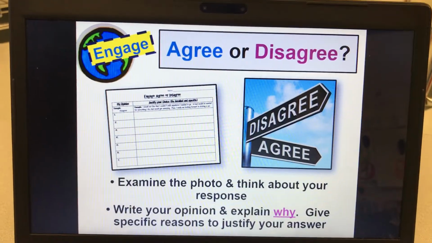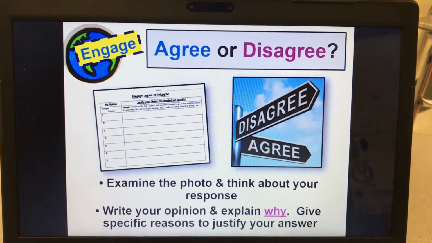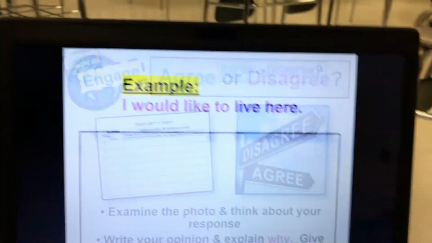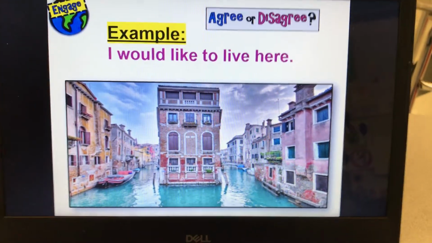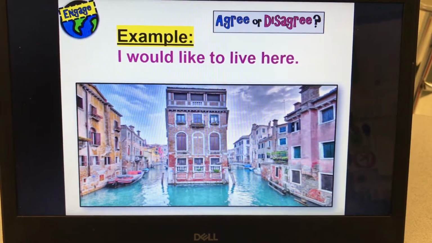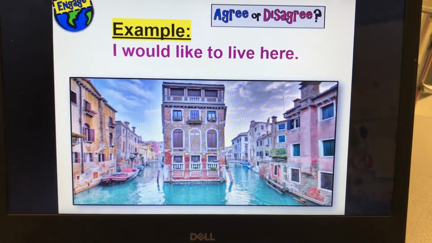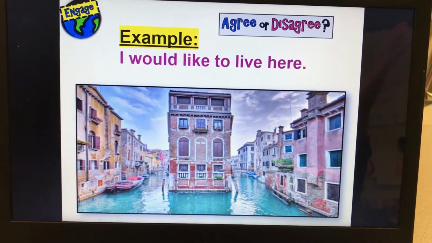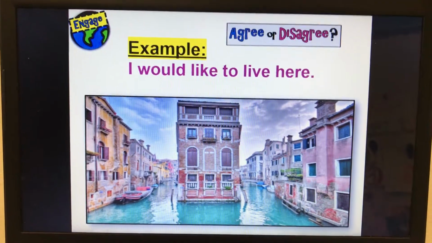So what we're going to do here is look at a few photos, and we're going to either agree or disagree, and we need to make sure that we justify our answers here. So in this first example, it says, I would like to live here. And if you look at this place, it does look really nice, really blue, but if you think about it, I don't really see any roads, and it's a bunch of water, and even though the water is really pretty, it might be kind of hard to get around places. So you might disagree, or maybe you do agree because you just want to live there for the beauty of it, but make sure that you're really justifying your answers.